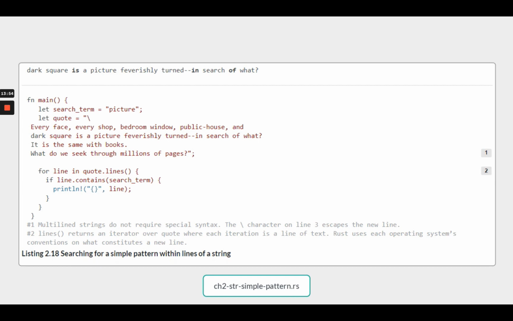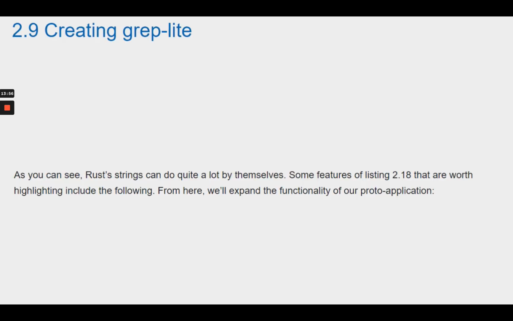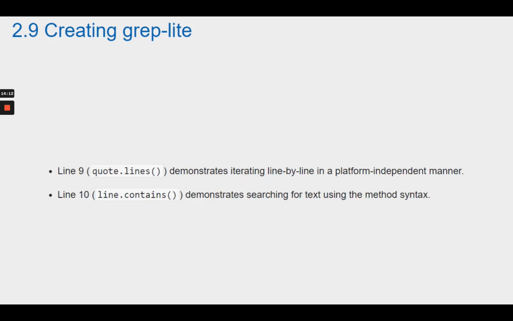The code prints a line to the console. As you can see, Rust's strings can do quite a lot by themselves. Some features of listing 2.18 that are worth highlighting include the following. From here, we'll expand the functionality of our proto-application. Line 9, quote.lines(), demonstrates iterating line by line in a platform-independent manner.